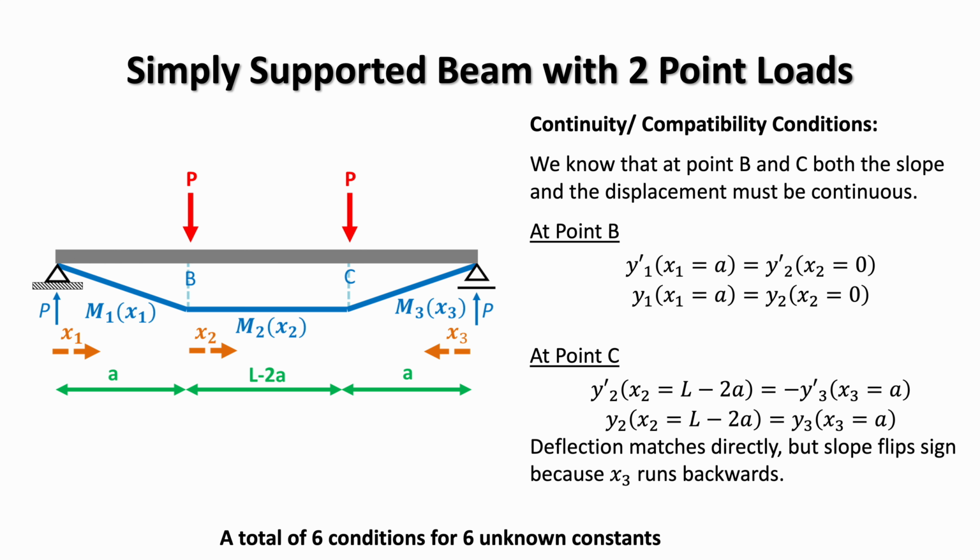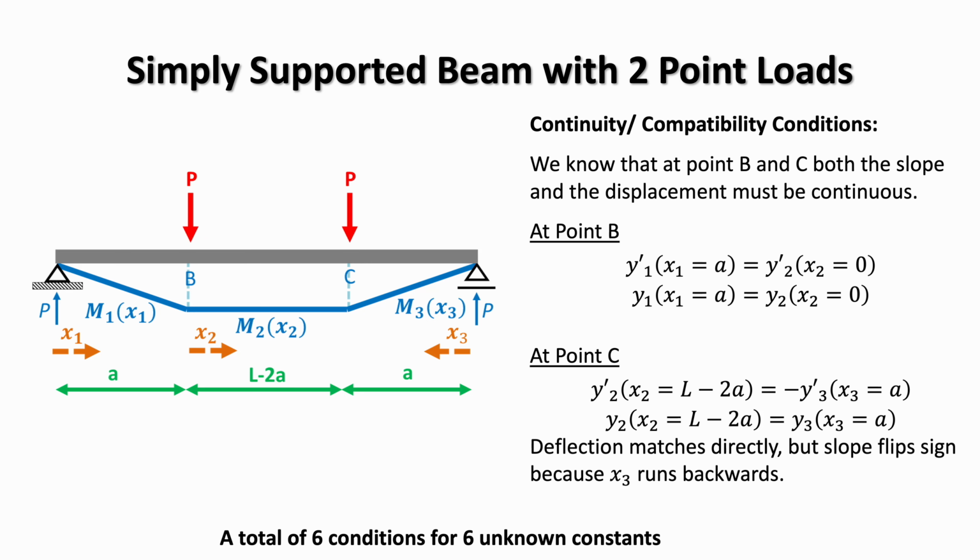We now state the continuity or compatibility conditions at internal points of the beam. At points B and C, both the deflection and the slope must be continuous. This reflects the fact that the beam is physically continuous with no hinges or breaks at these locations. Starting at point B, which connects regions 1 and 2, the slope must be the same on either side of the point. This gives us the condition that the slope y1' when x1 equals a must equal the slope y2' when x2 equals 0. The deflection must also be the same on either side of point B, giving us y1 when x1 equals a has to equal y2 when x2 equals 0.